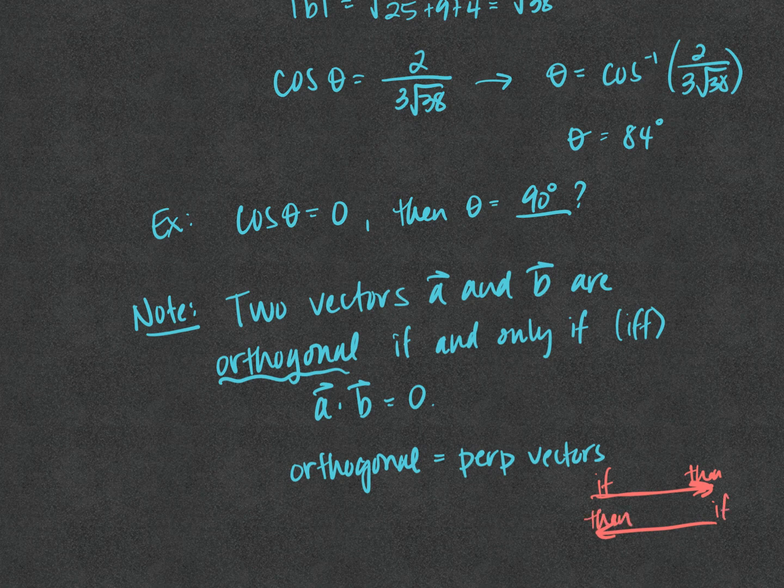So when you read it the first way, it says if two vectors are orthogonal, then A dot B is 0. And when we read it the back way, if A dot B equals 0, then two vectors are orthogonal. So because cosine of 90 degrees equals 0, two vectors are orthogonal or perpendicular if A dot B is 0. So that helps us to determine if two vectors are perpendicular or not. So let's look at that.